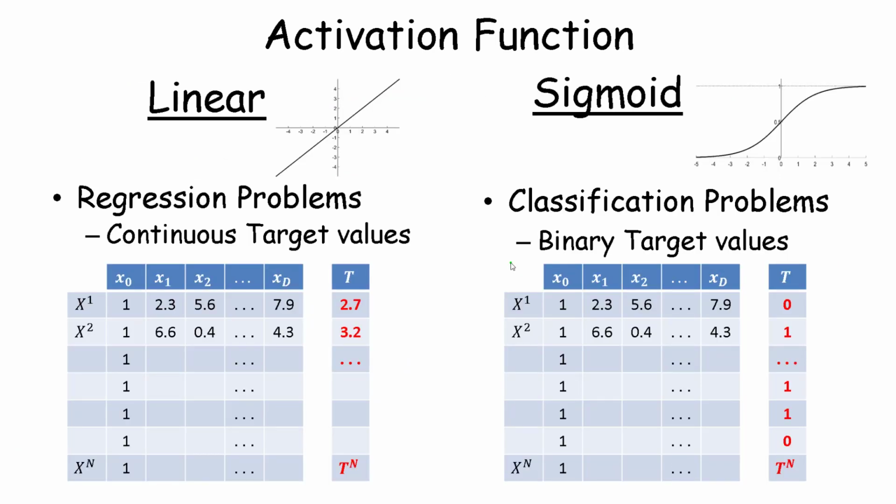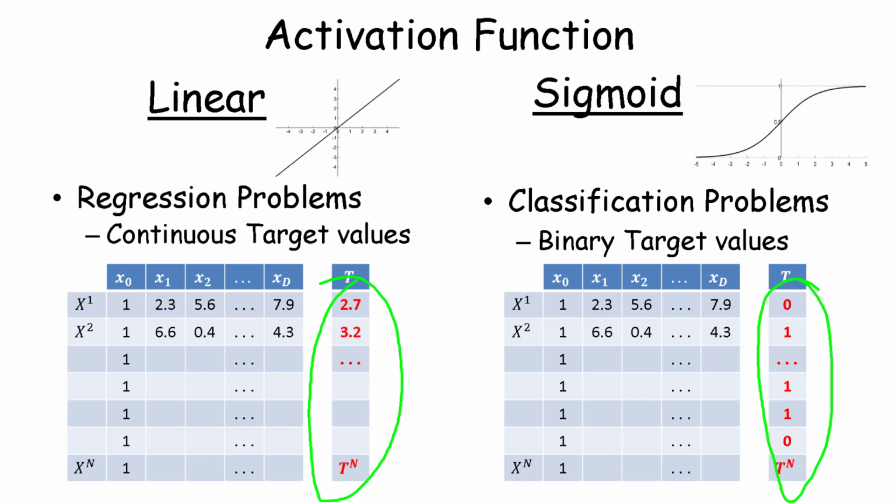Linear activation function is useful for regression problems where we try to make the neuron learn unbounded and continuous values. That being said, it is still possible to use a linear function for classification by using a threshold on its output. Sigmoid activation function is more appropriate for classification problems where the target value is usually binary. 0 would represent one class and 1 would represent the other.